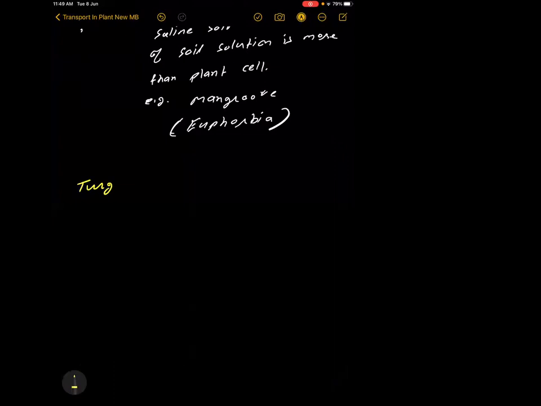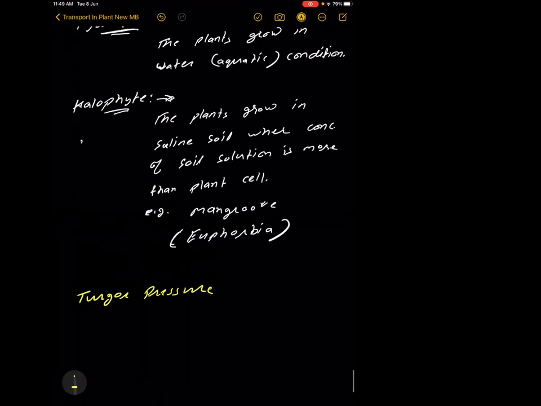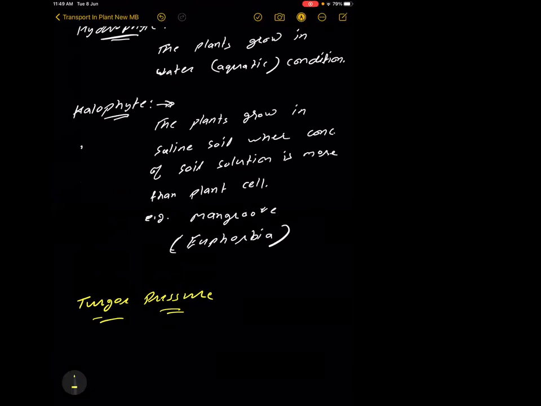Can you show halophyte once? This is halophyte. Turgor pressure. What is turgor pressure? It is the pressure exerted by the cell content on the cell wall. Actually, it is the pressure exerted by entering water. Water enters the cell, which causes that pressure on the wall from inside, not from outside. That is called turgor pressure.